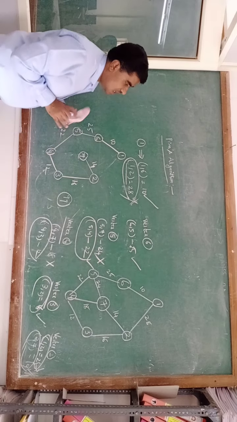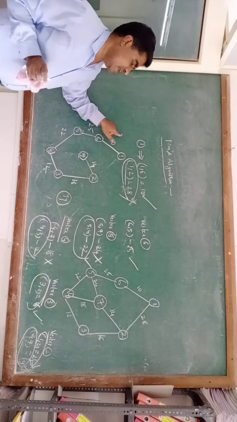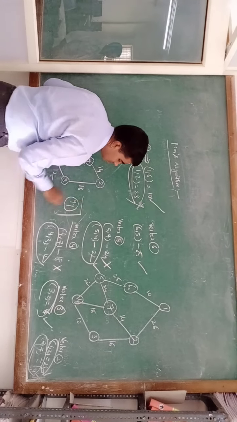So this is the Prim's algorithm for getting the minimum cost spanning tree. Total cost is 19.